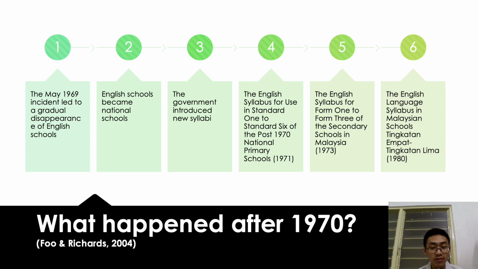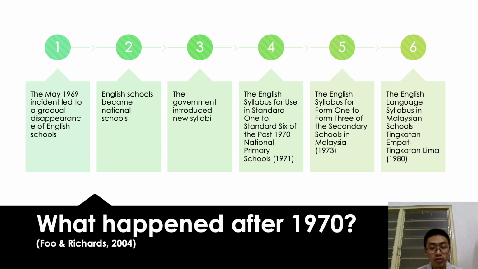In line with that development, the government also introduced new syllabi. These syllabi were the English syllabus for use in Standard 1 to Standard 6 of the post-1970 national primary schools, which were designed for primary school students, obviously. Then we also witnessed the birth of the English syllabus for Form 1 to Form 3 of the secondary schools in Malaysia that was introduced in 1973. That syllabus was meant for those who were in their lower secondary stage.